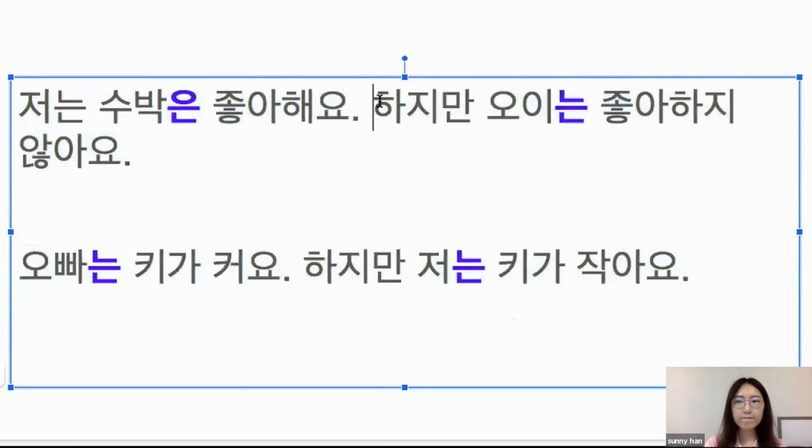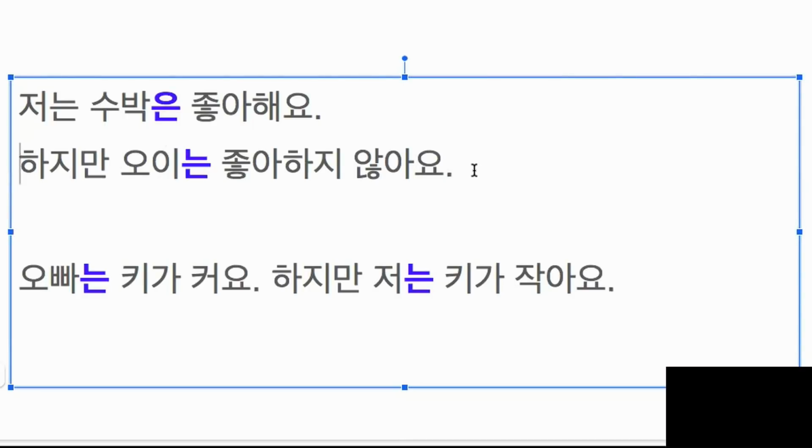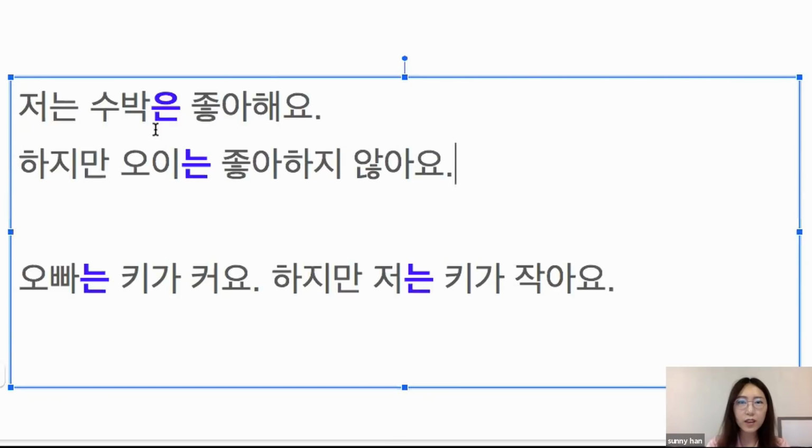Okay. 저는 수박, watermelon, like, but cucumber, don't like. 저는 수박은 좋아해요. 하지만 오이는 좋아하지 않아요. What about informal way?